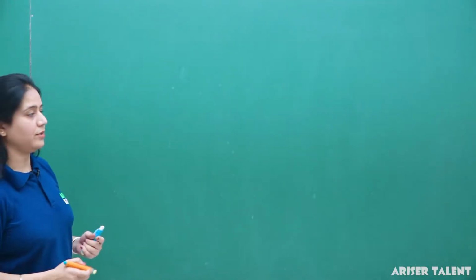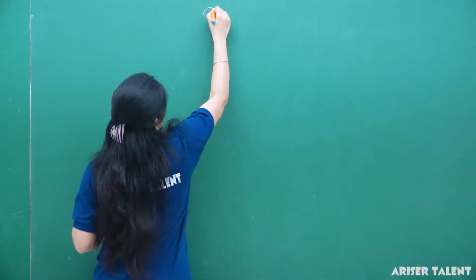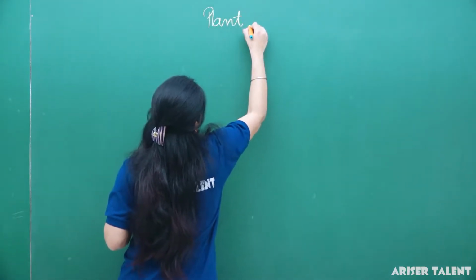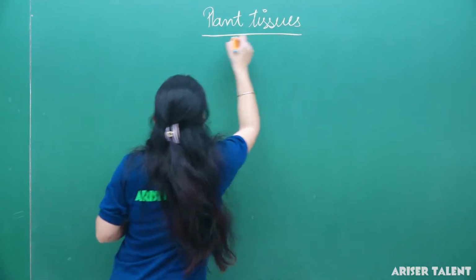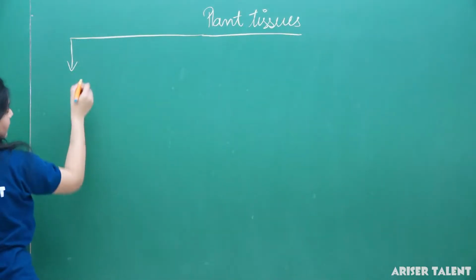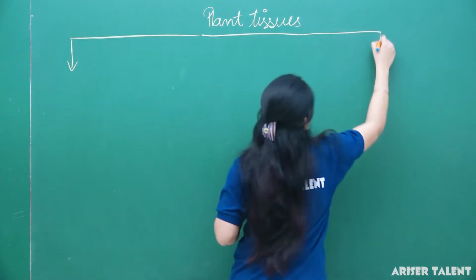Hello student, I have given the introduction of plant tissues. Now we will study them in detail. As I told you, plant tissues are of two types. Plant tissues means those which are found in plants. They are of two types, meristematic tissues and permanent tissues.